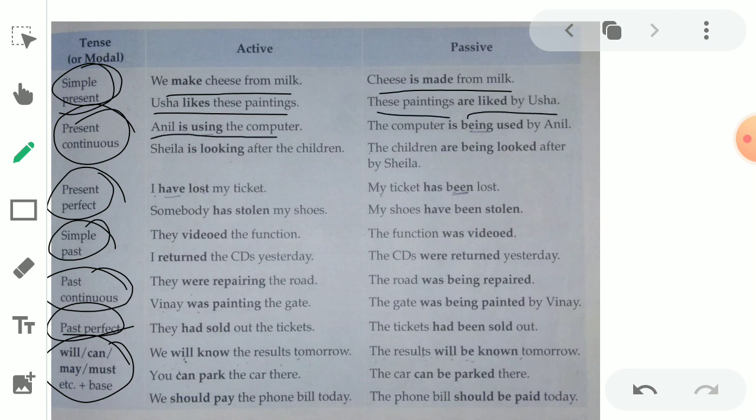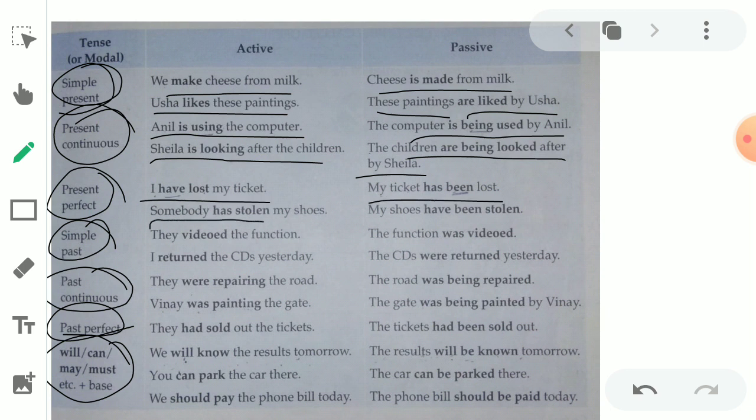Anil is using the computer. The computer is being used by Anil. Sheila is looking after the children. The children are being looked after by Sheila. I have lost my ticket. My ticket has been lost. Somebody has stolen my shoes. My shoes have been stolen.